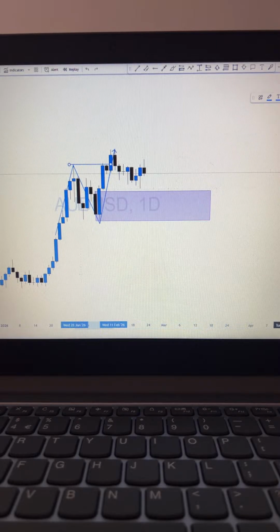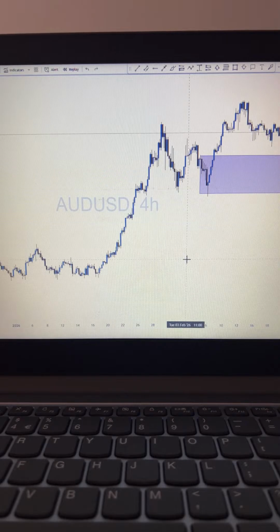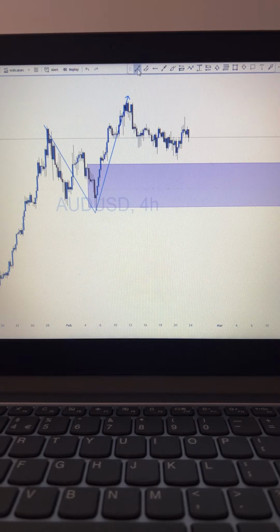4 hours. Time frame alignment matters a lot. If you are using daily, the lower time frame you can use is what? 4 hours. So let's come down to 4 hours and see the structure on 4 hours. Okay, on 4 hours, we also had the same formation as what? Break of structure.